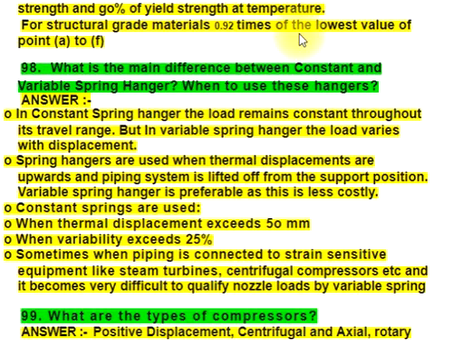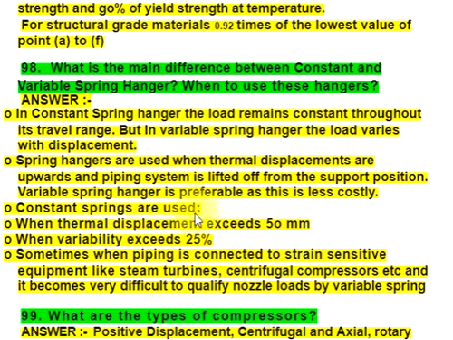98. What is the main difference between constant and variable spring hanger? When to use these hangers? Answer: In a constant spring hanger, the load remains constant throughout its travel range. But in a variable spring hanger, the load varies with displacement. Spring hangers are used when thermal displacements are upwards and the piping system is lifted off from the support position. Variable spring hanger is preferable as this is less costly.